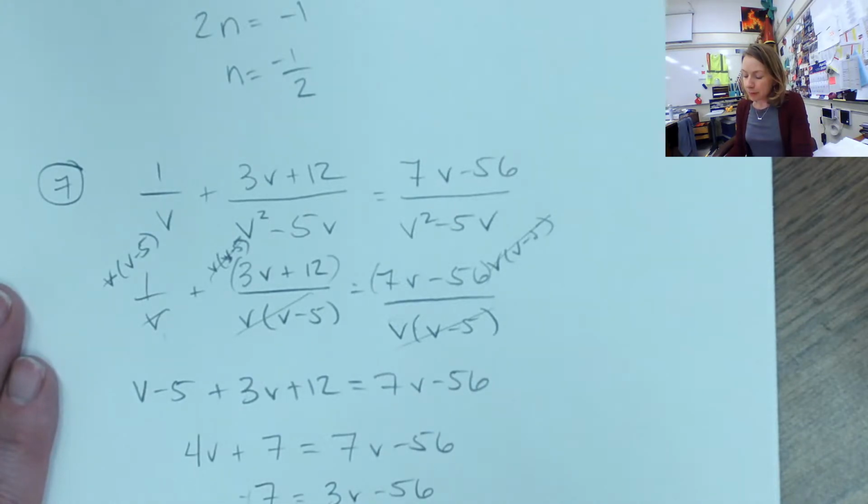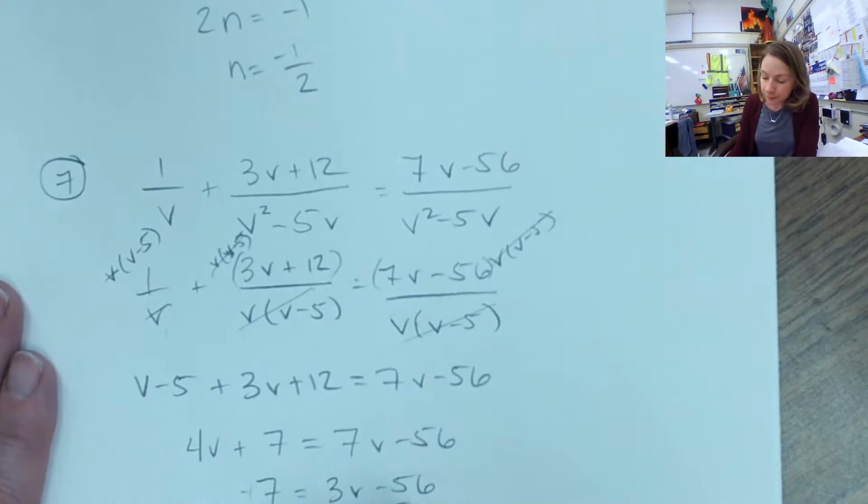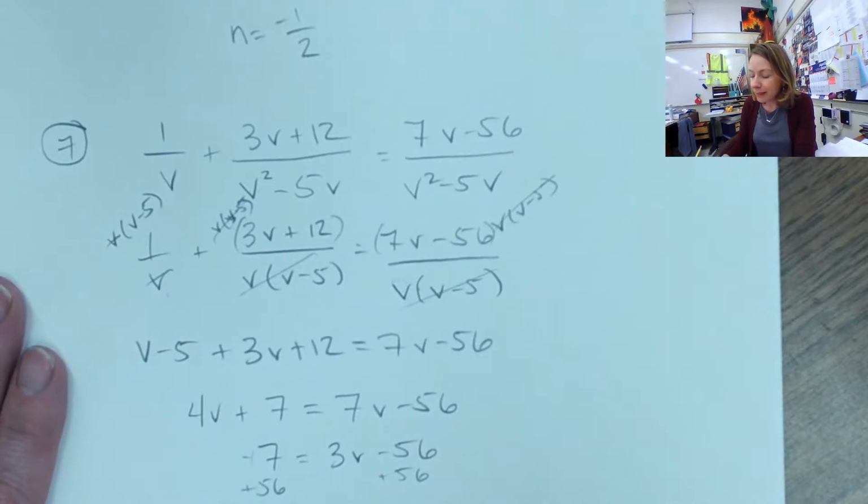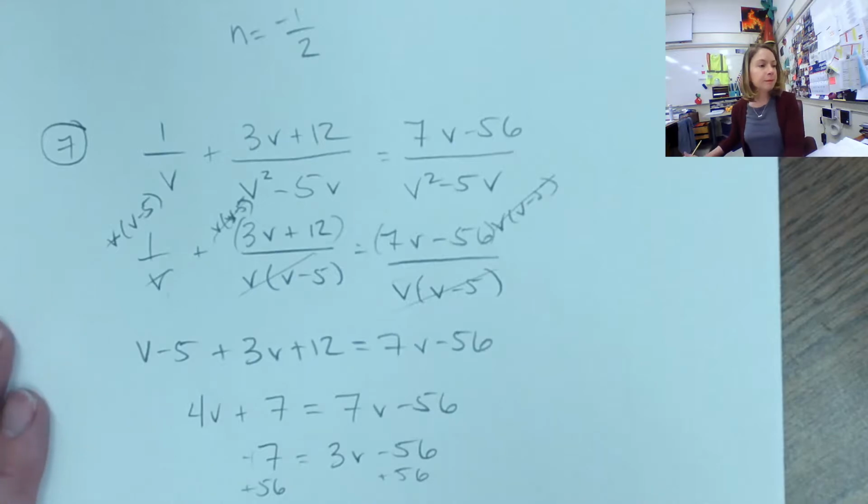The sneeze made my brain quit working. 63 equals 3v, and then divide both sides by 3, and then I get that v is equal to 21.